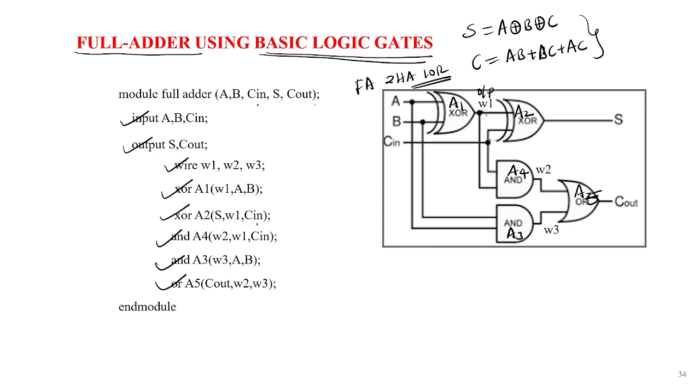This full adder code I designed with two half adders and one OR gate, and I wrote it with gate level modeling, GLM. Did you understand this code?